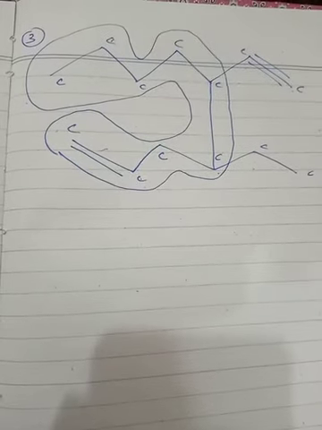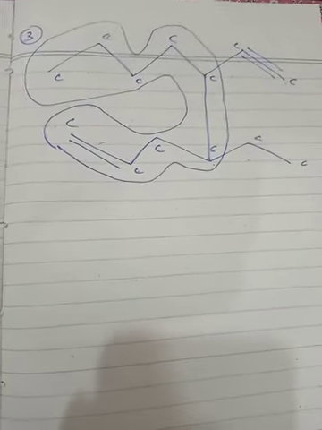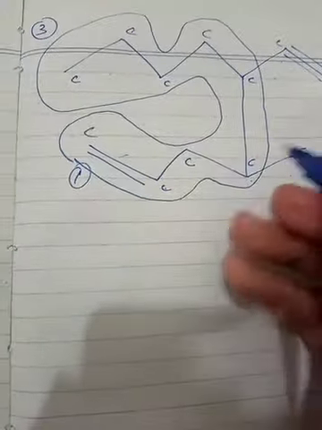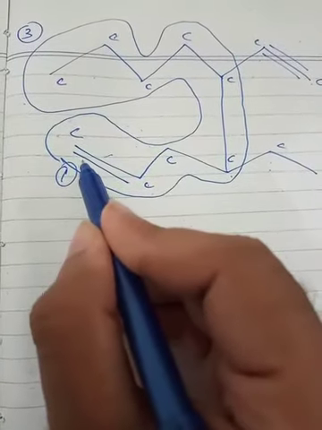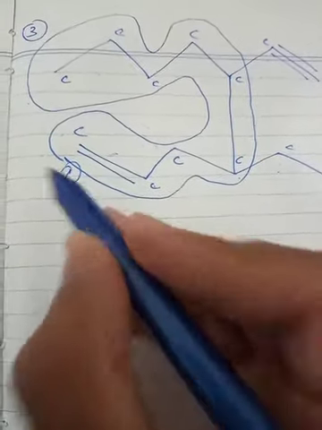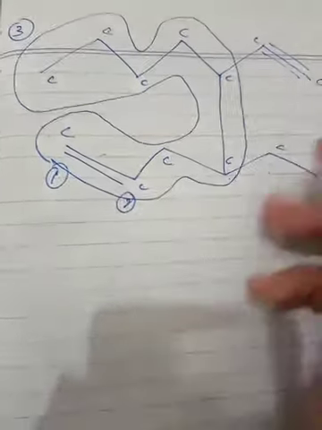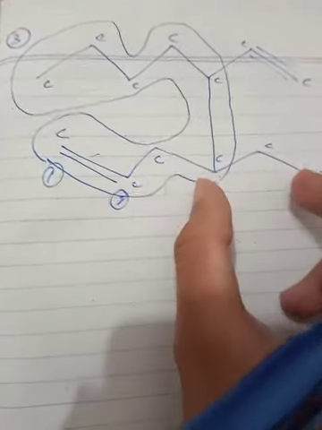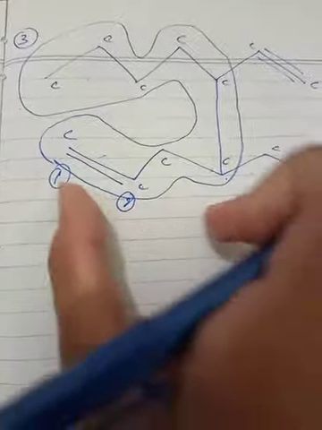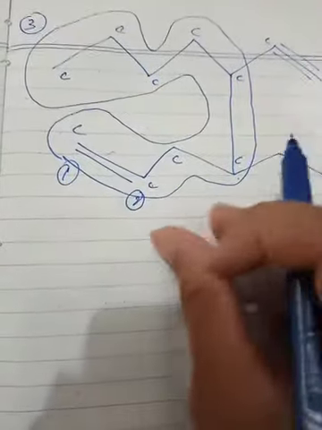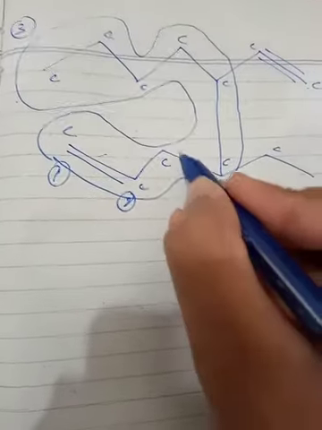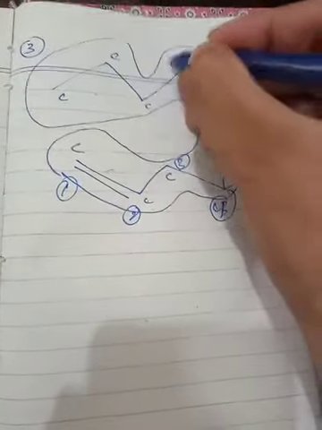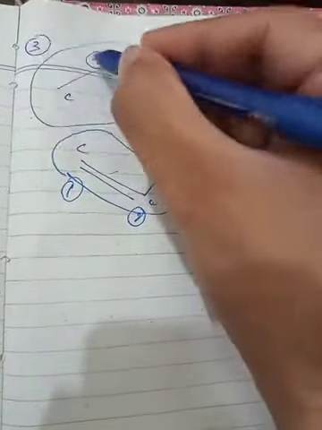Now where to start numbering from? We always prioritize the bond that is nearer. As you can see, from this side there is a double bond attached, so we are going to number from this side. And the second priority is given to the side where the substituent is near. From this side the substituent is nearer to the first carbon, so we start numbering from this side. 3, 4, 9.